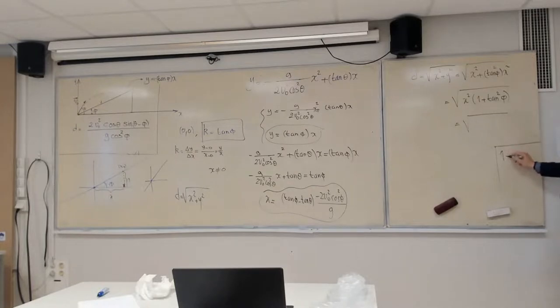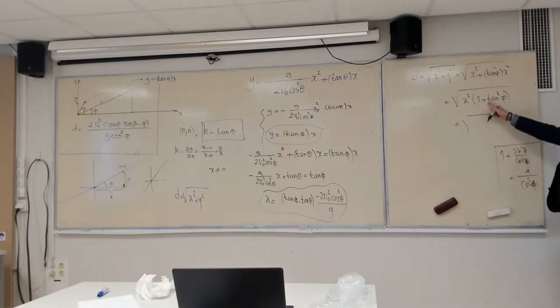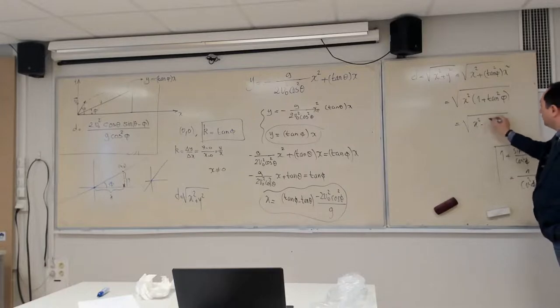Because this becomes 1 plus sine squared over cosine squared. And if I take the common denominator, what happens in the numerator? Can you tell me? What happens? Oh, it becomes 1. It becomes 1. Yes, so that's the famous formula. 1 plus tangent squared of phi is 1 over cosine squared phi.